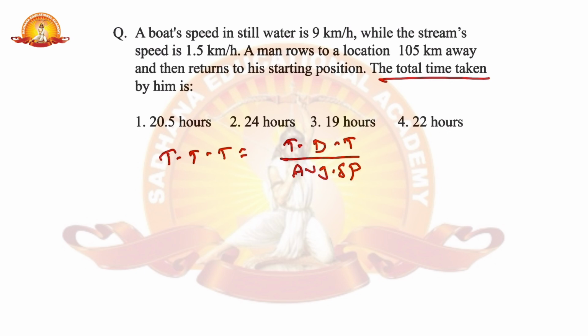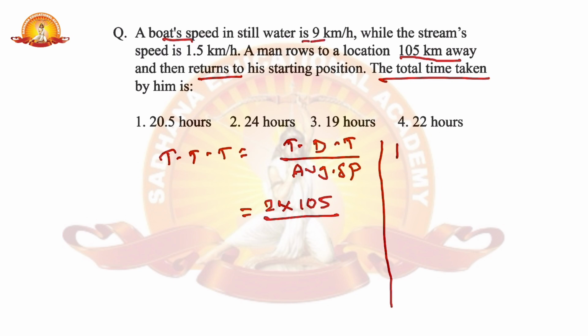So total distance: it is given 105 km, goes to the place and returns. So total distance traveled is 2 into 105. Average speed I should know. So what is average speed? It is given that boat speed in still water is 9 km per hour. So B is given as 9 and current speed is given as 1.5 km per hour. So let us take C as 1.5.